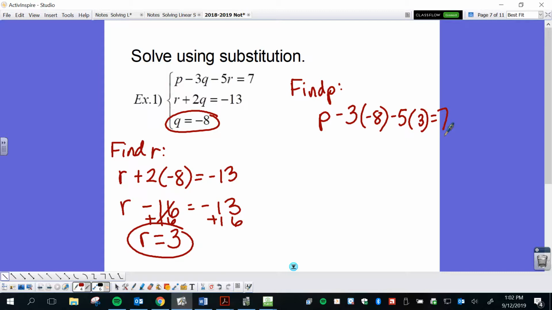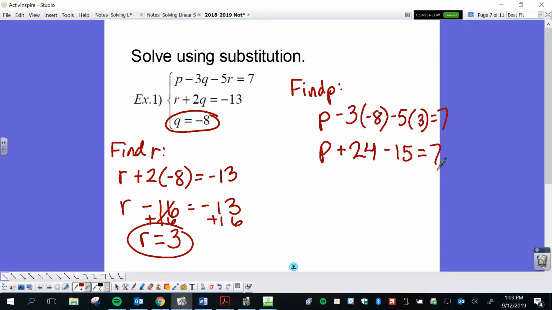Okay, something like this, you really got to make sure you know your order of operations, right? You got to multiply before you can add and subtract. So, this will be P. -3 times -8 is positive 24, so plus 24. And then -5 times 3 is minus 15. Equals 7.